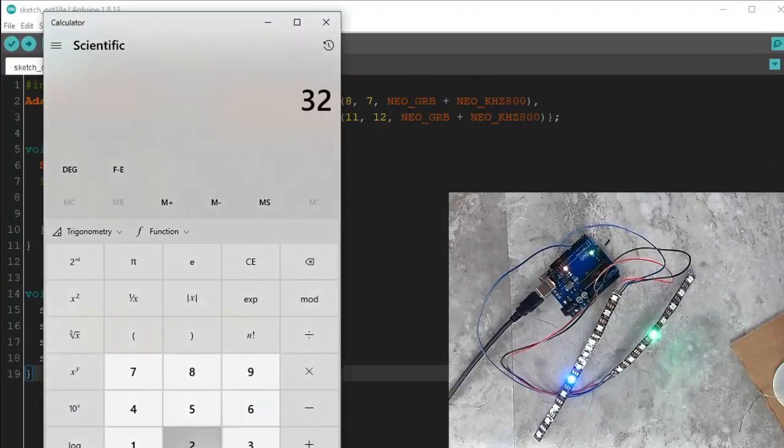So 32,000 divided by 3 is 10,600 NeoPixels. That's a lot of NeoPixels. Okay, so keep in mind that these Arduinos don't just have infinite memory, right? And if you need more pixels, you've got to go to a different board or strategize with your code.